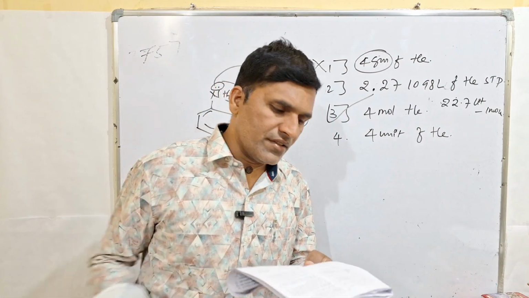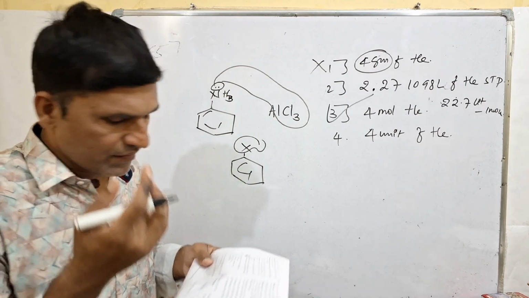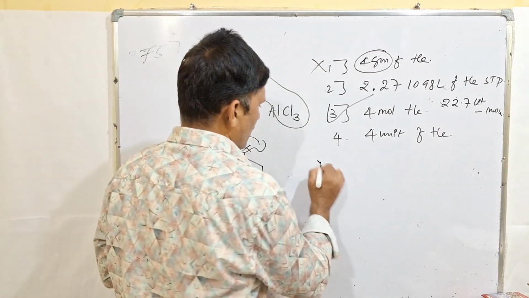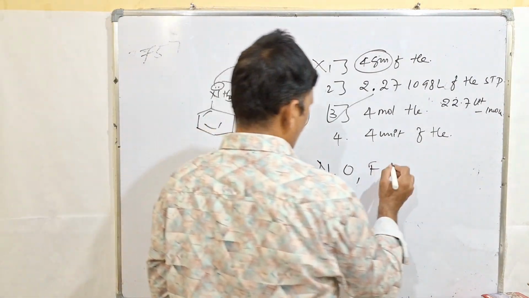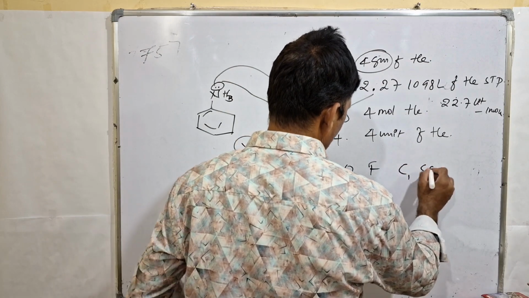Arrange the following elements in the increasing order of their electronegativity. So elements given are nitrogen, oxygen, fluorine, then followed by carbon, silicon. It is being given.